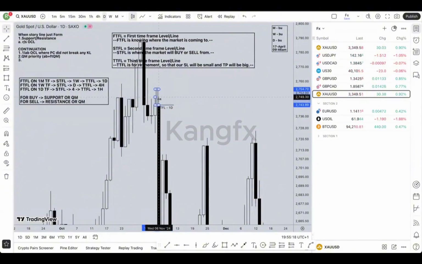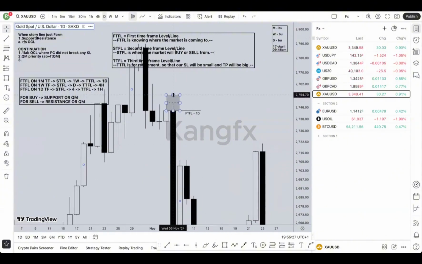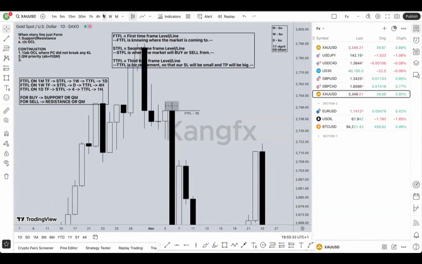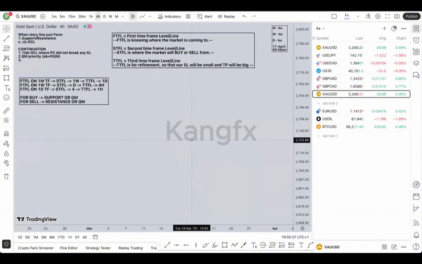I'll just stop this thing here. Then I extend it 1 step to the right. 1 step. That's all. I don't need to draw those lines. Then I bring it down to the wick. After bringing it down, I will go down to my STFL, which is going to be 4 hour.